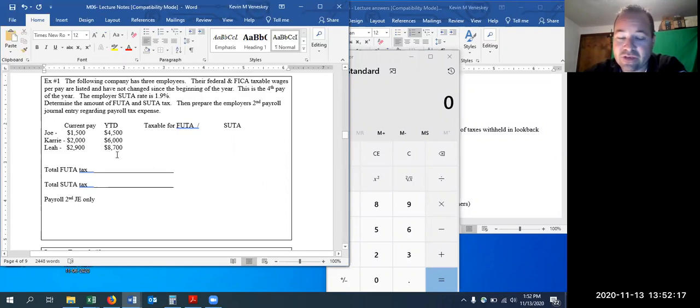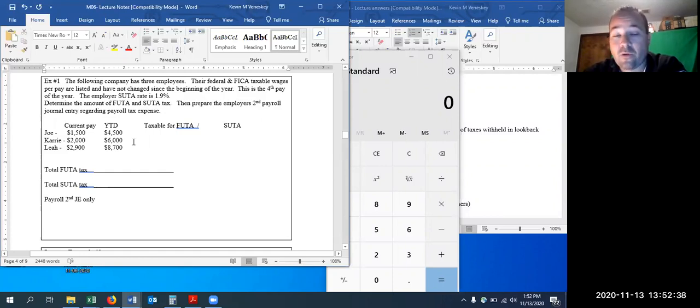You're going to look at this to determine how close they are to the cap. And then just like with Social Security, you're going to do step 1 and step 2. Step 1, did they go over the cap this pay period? If not, you're going to use just the current pay. If they did, then you got to go to step 2.